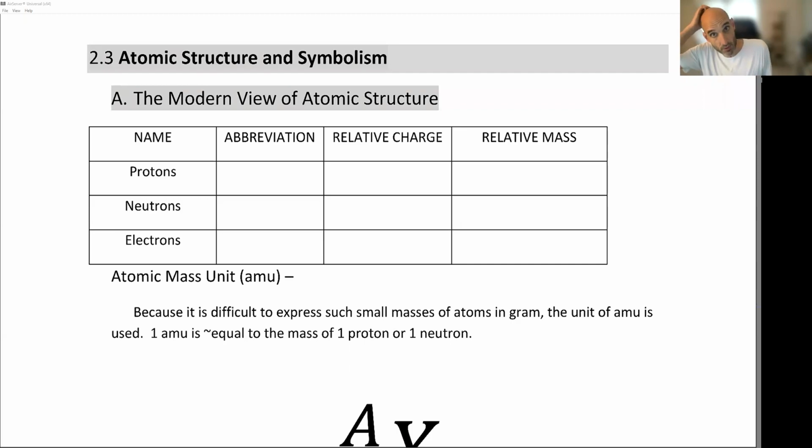Okay, let's move on to atomic structure. So hopefully you've read this or hopefully you remember this. Let's walk through what we already know. First of all, we're going to do kind of this table. We're going to talk about abbreviations as well as the relative charge and relative mass. But the abbreviations, the different ways that we can see it.